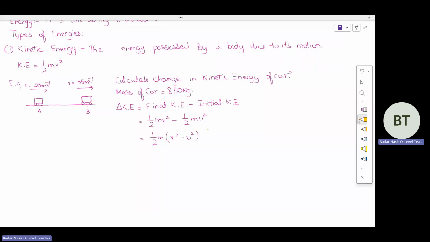Okay, so let's just put the values. Mass is 850. Final velocity is 55 ka square and the initial velocity is 20 ka square. You directly substitute the whole expression and put it on your calculators and tell me okay, what is the final answer that we get. Please go ahead.